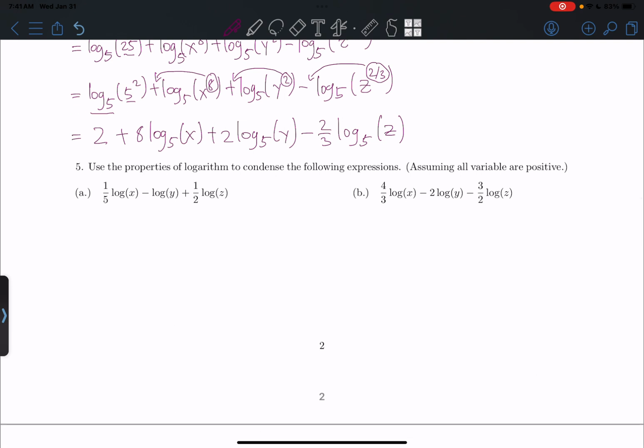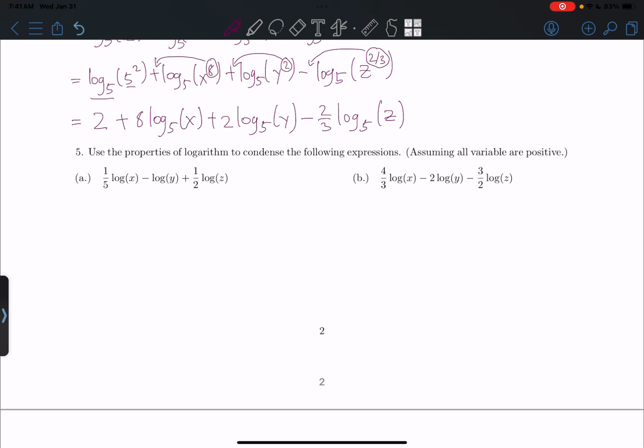Okay, going to number 5. This is the opposite, where we want to condense the expressions. And this one, in some sense, is kind of easier because all we have to do is use these properties in reverse, and there's fewer tricks in this situation. So I'll just take the 1/5 out, back up to the exponent. So I have log of x to the 1/5 power minus log of y, nothing happening there, and then this 1/2 power gets moved back to the exponent as well.